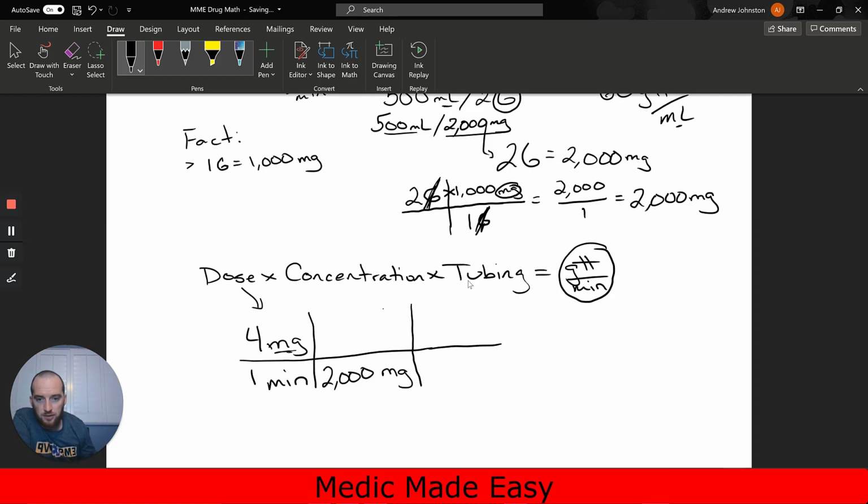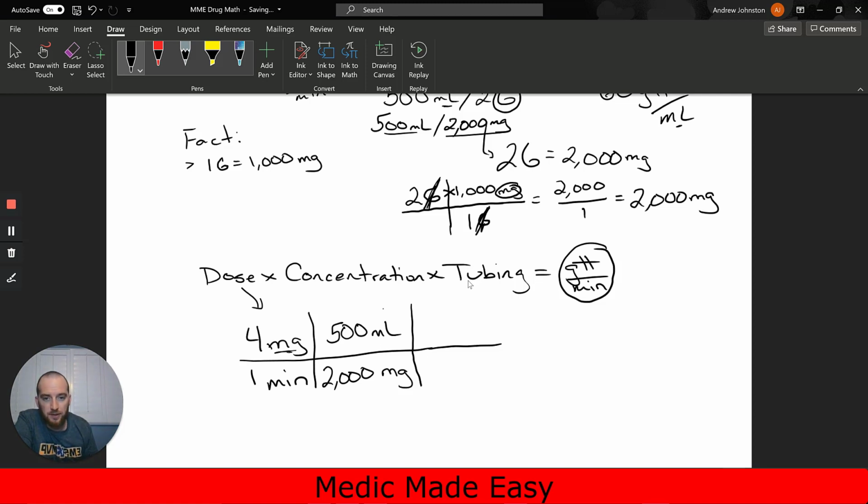That was 2,000 milligrams. And the other part of my concentration was 500 milliliters. All right, so that's my concentration part. We're just laying everything out right now. We haven't done any math yet, really. Now we're just laying it out.